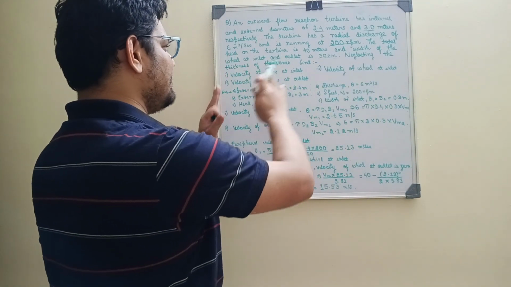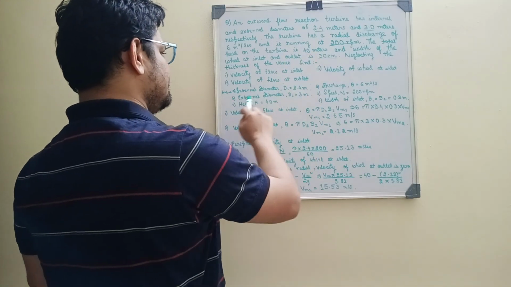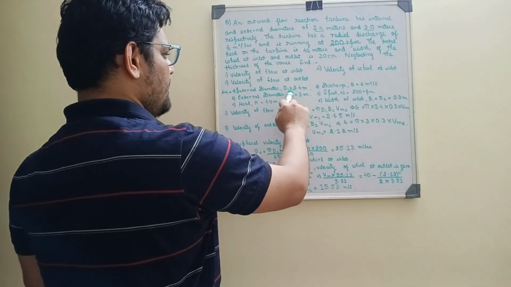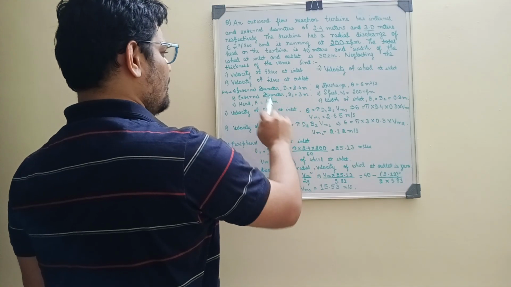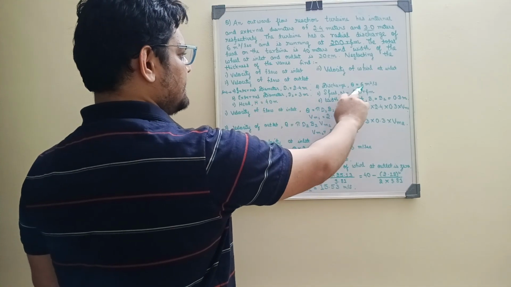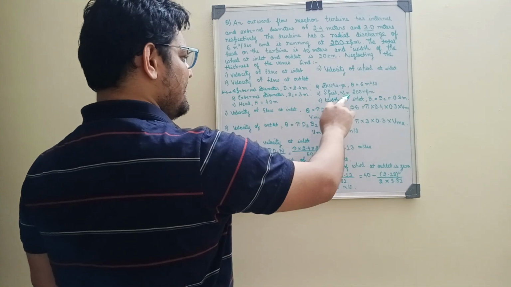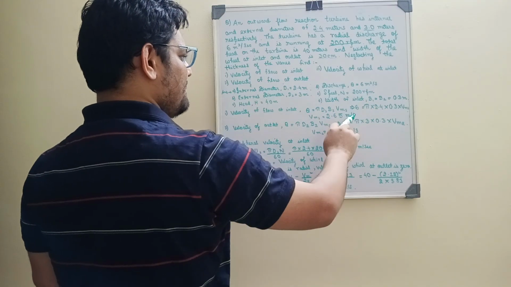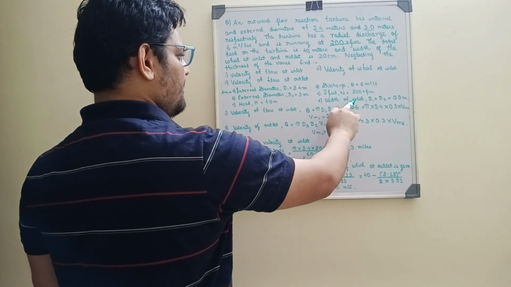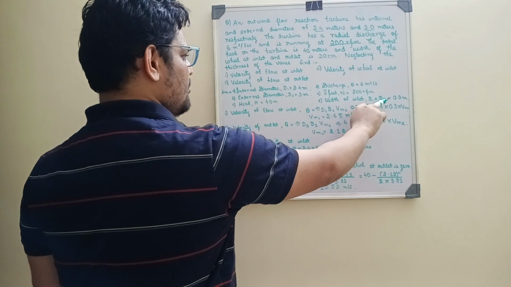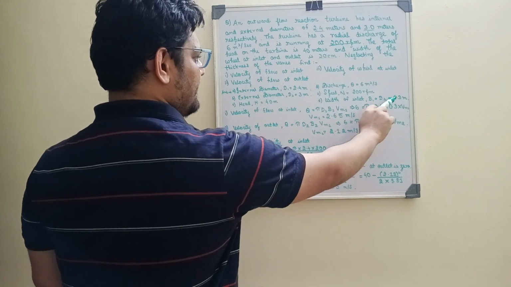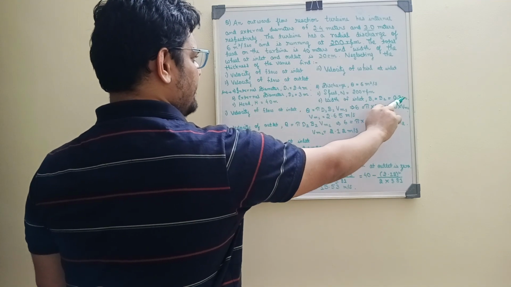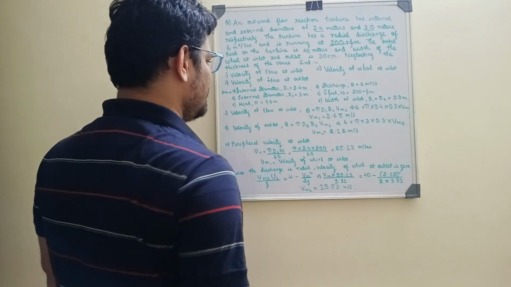What data are given in the numerical? The internal diameter is 2.4 meter, the external diameter is 3 meter, the head of the turbine is 40 meter, the discharge we take as Q equal to 6 meter cube per second, and the speed is 200 rpm. The widths B1 and B2 are the same, inlet and outlet, 30 centimeter. Converting to meter by dividing by 100, we get 0.3 meter.